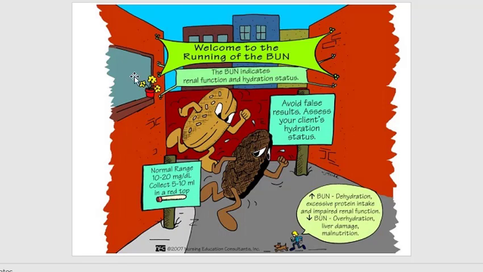The reason I put this slide in here is that this is another way to evaluate hydration status. So we've got some buns running here, right? The run of the bun. But it's actually BUN. And what the BUN does is it measures, one of the things it measures is dehydration and overhydration. So if your BUN is high, you're dehydrated, just like if your hematocrit is high, you're dehydrated. And if your BUN is low, you're overhydrated.